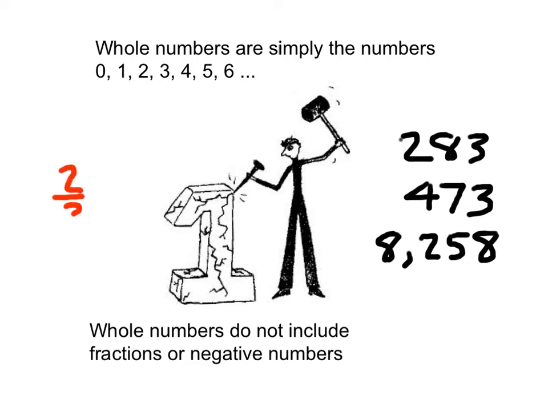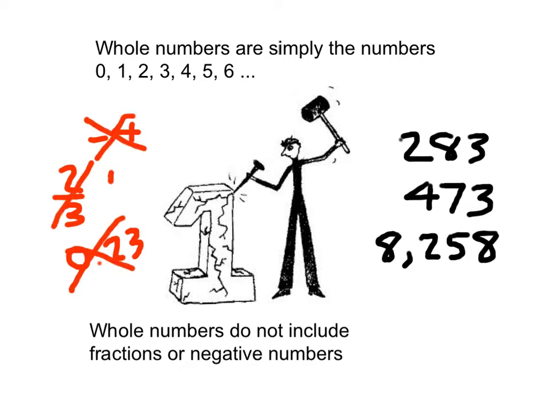So things like 2/3, -4, even decimal numbers like 0.23, which is 23 hundredths, those are not whole numbers. Even if we had a mixed number like 4 and 1/2, that is not a whole number.